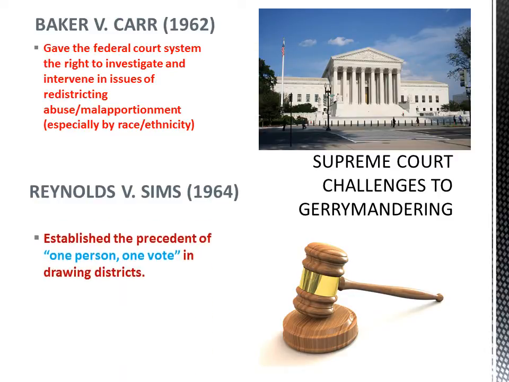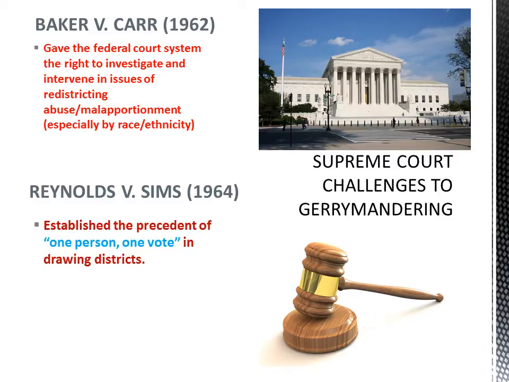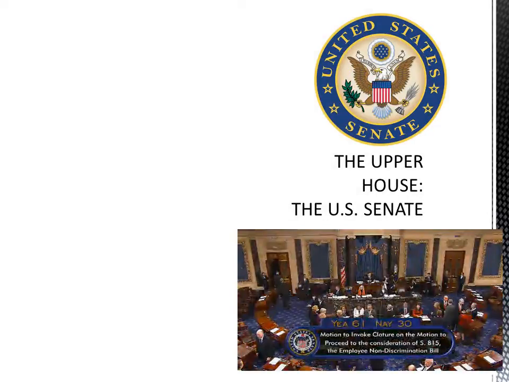Sims in 1964, the court established its one-person, one-vote precedent. This means that each district must now be drawn in a way in which each of the populations are relatively equal.